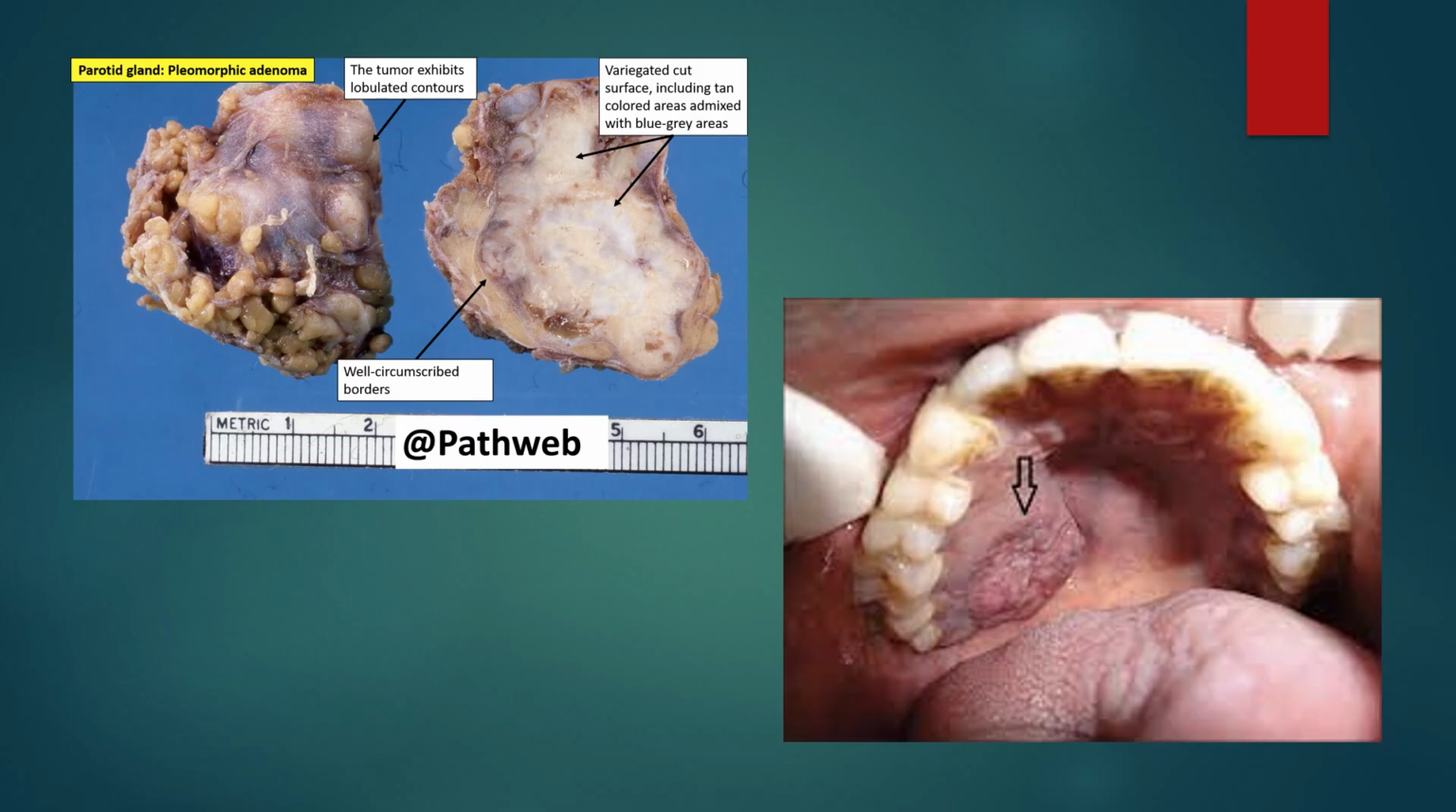Pleomorphic adenomas are one of the best examples of how histology explains gross morphology. Why does it look so mixed? Well, because the tumor contains epithelial ductal structures, myoepithelial cells, and stromal components that can appear myxoid, chondroid, which is cartilage-like, or hyalinized. So when you slice it open, you're basically seeing multiple tissue personalities living together in one mass. This tumor is the pathology version of a layered dessert. Every slice looks slightly different depending on which component you hit.